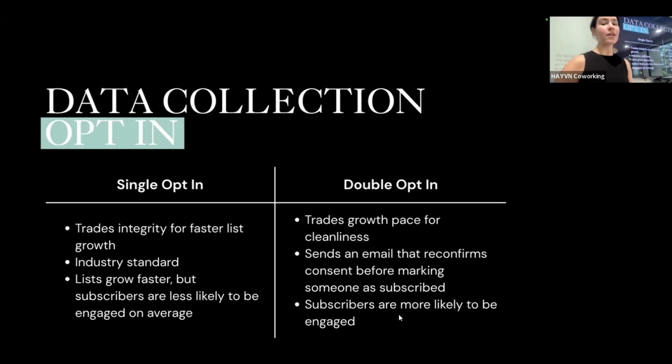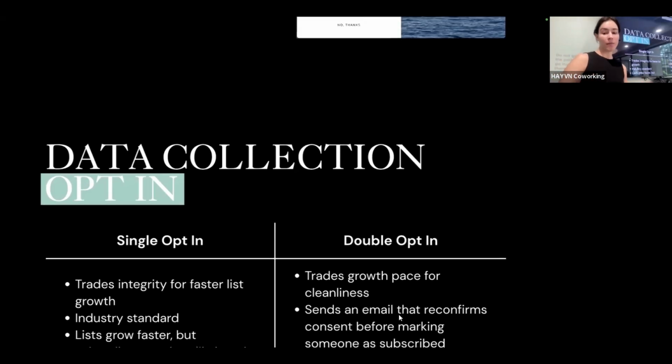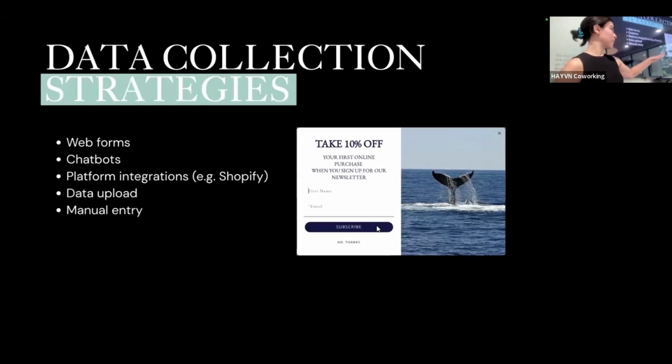Then there's double opt-in, which trades list growth for cleanliness. Basically what double opt-in does is it sends an email that reconfirms consent before marketing. So if we take this pop-up example, if we have double opt-in turned on, the person enters their information, they hit subscribe, and then before they receive that welcome email with the discount code, they'll receive an email that says, hey, thanks for subscribing.